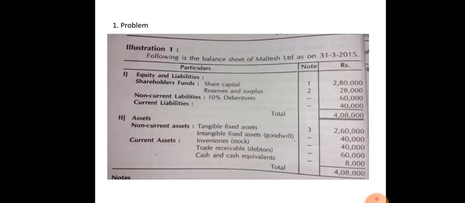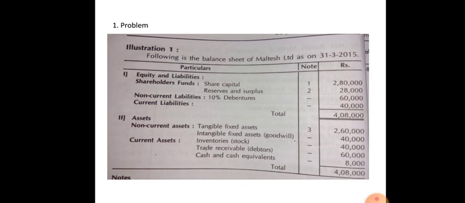Next, non-current liabilities, the 10% debenture, is rupees 60,000. Current liabilities rupees 40,000. The total of equity and liabilities is 4,08,000. Next, now see the assets. Under assets, non-current assets, tangible fixed assets, note number 3, amount is rupees 2,60,000.